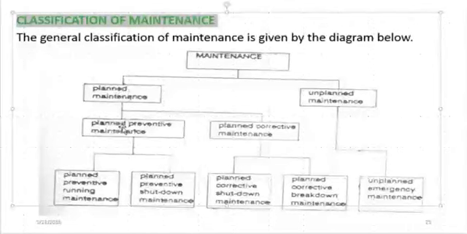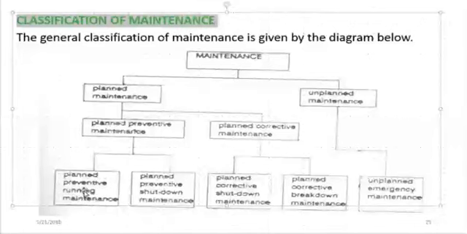If we come to the planned one, it is of two types also. We have what we call preventive maintenance, and there is what we call corrective maintenance. Look at the word prevent. That is, we are maintaining the device before it fails. We are preventing it from what? The problem of failure. And this preventive is of two types.